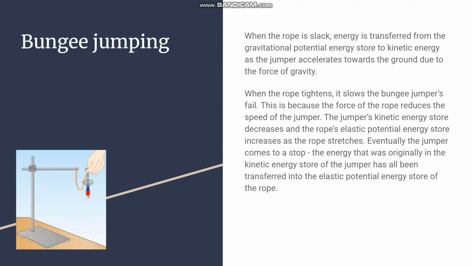The energy that was originally in the kinetic energy store of the jumper has all been transferred into the elastic potential store of the rope. So as you can see here, this is a diagram of the bungee jumping experiment, and basically it's a test to see what I've explained in this paragraph.